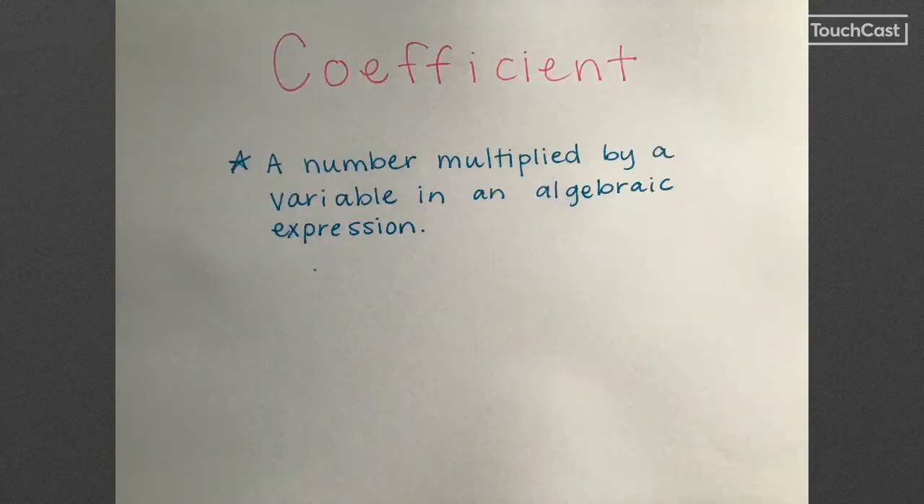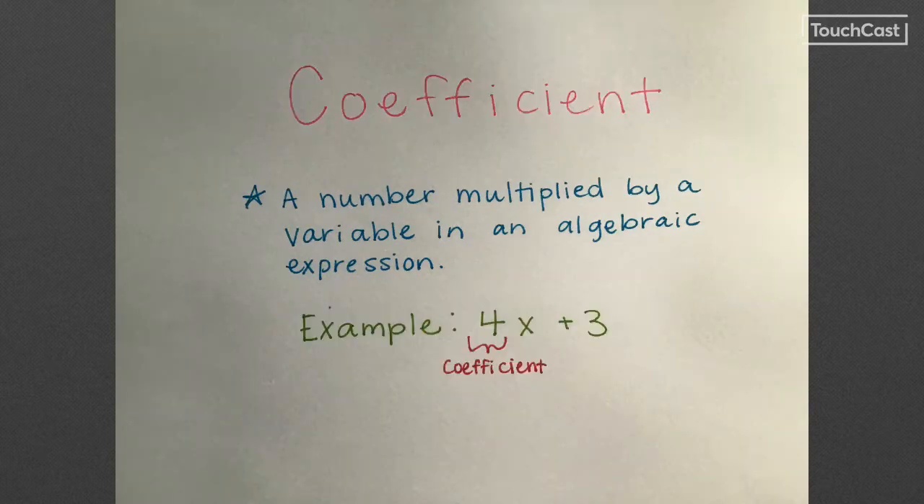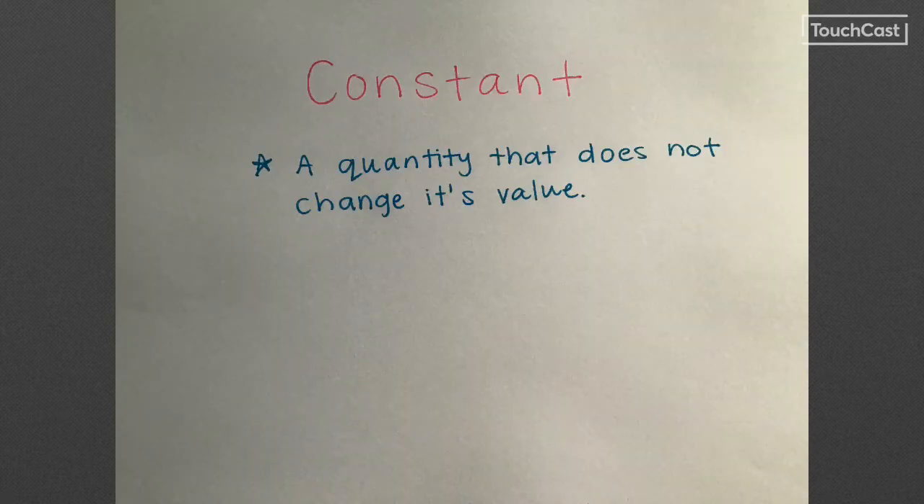Our third vocabulary word is coefficient. A coefficient is a number multiplied by a variable in an algebraic expression. So in our example problem that we've been looking at, 4x plus 3, the coefficient is 4, because that's the number being multiplied by a variable. Remember, if we see a number next to a variable without any operation in between, that means it's going to be multiplication.